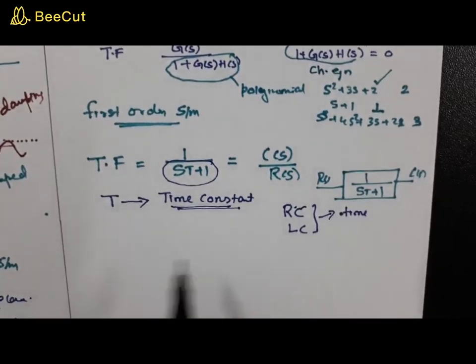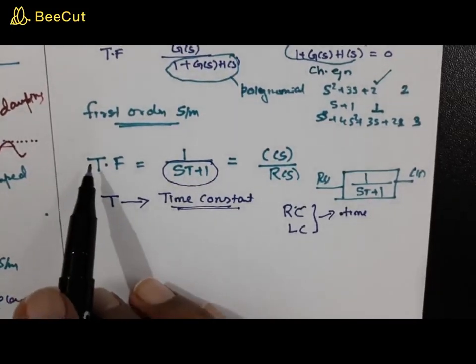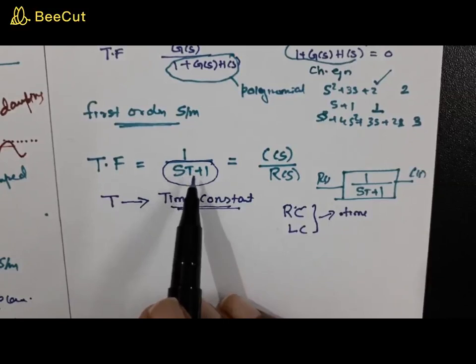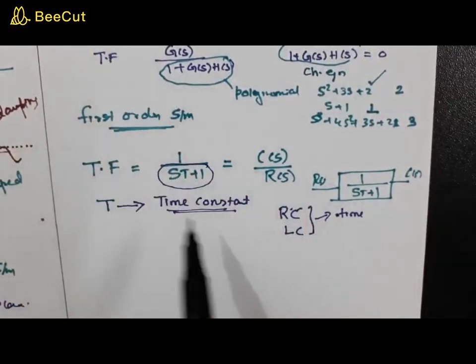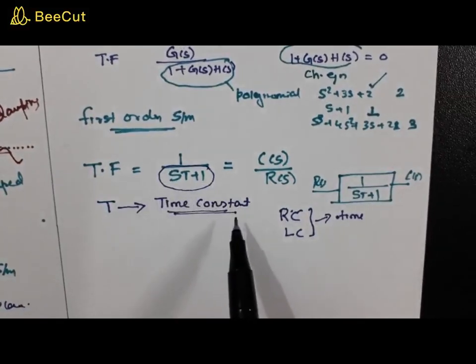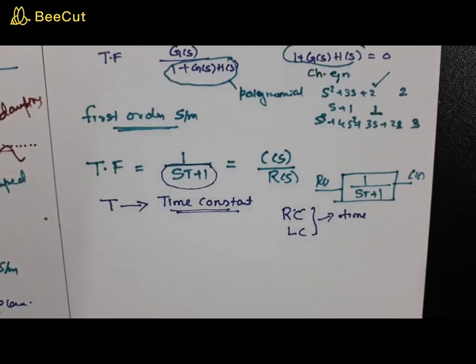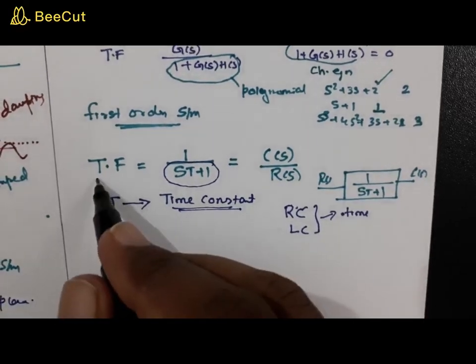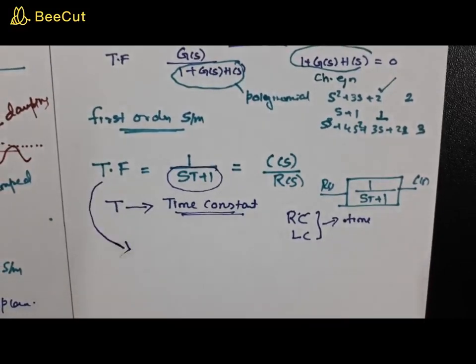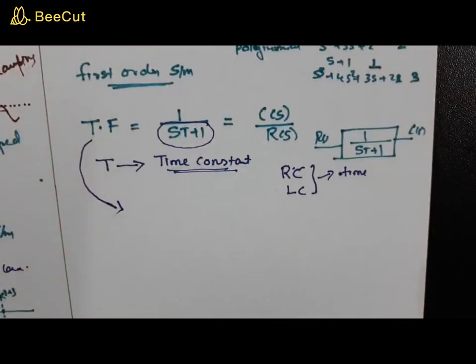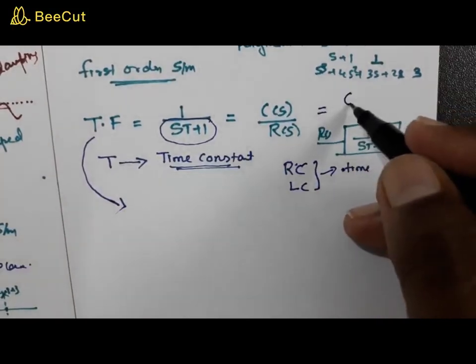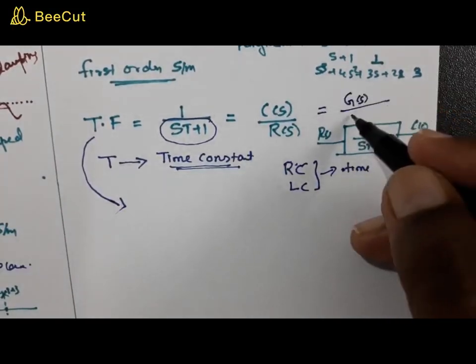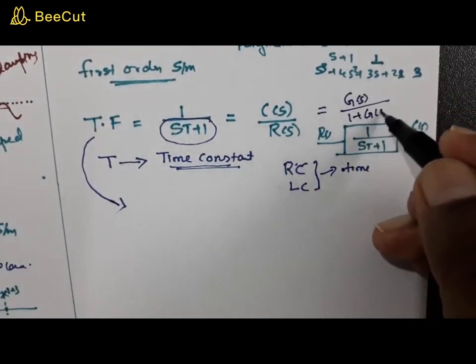So the transfer function depends on the parameter called the time constant, and we will be dictating the time response in terms of this time constant, which you will find shortly. Now let's try to draw the block diagram from this transfer function. How to draw the block diagram of this? We know that this C(s) to G(s) is generally given as G(s) over 1 plus G(s)H(s).